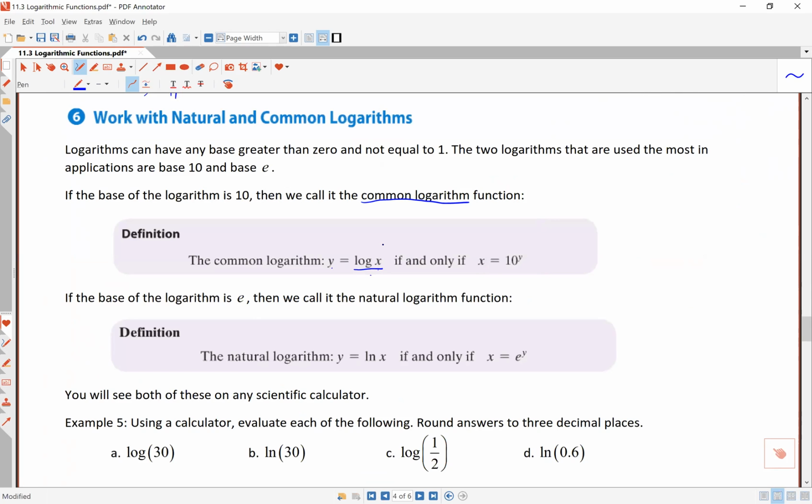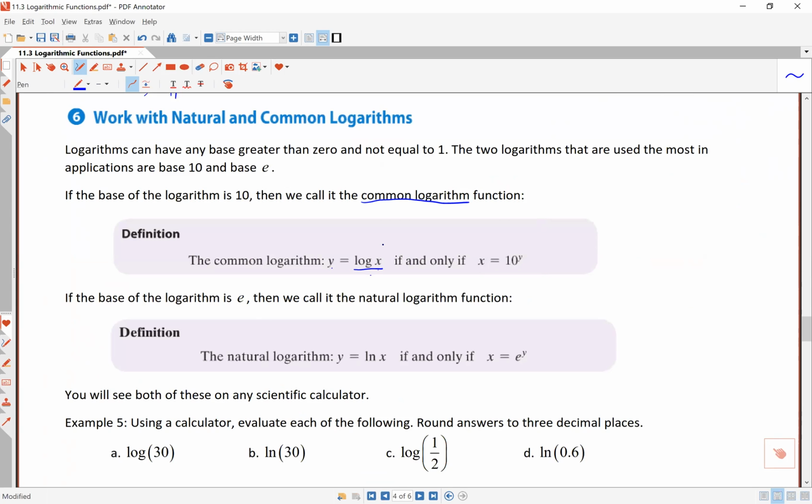And if the base of the logarithm is e, then we call it the natural logarithmic function. We use ln for natural log, or log natural. y equals the natural log of x if and only if x equals e to the y.